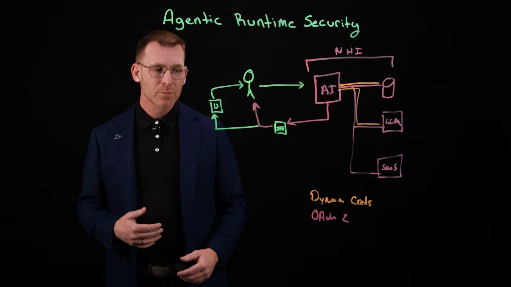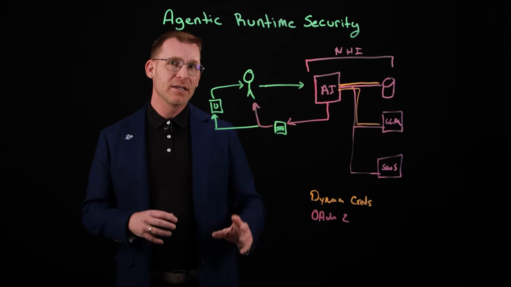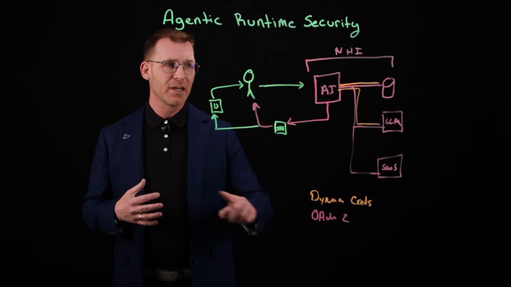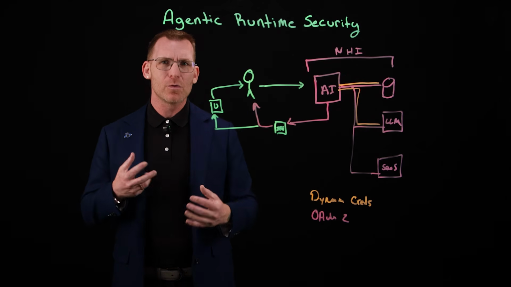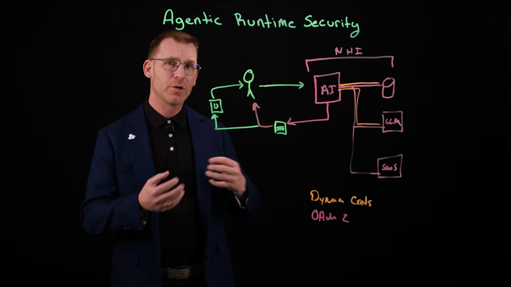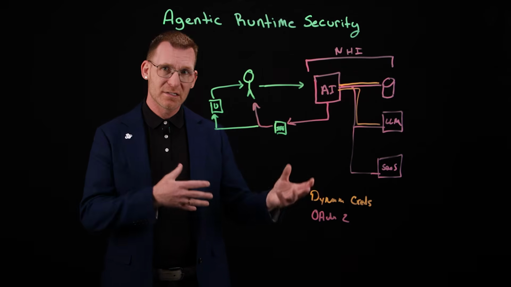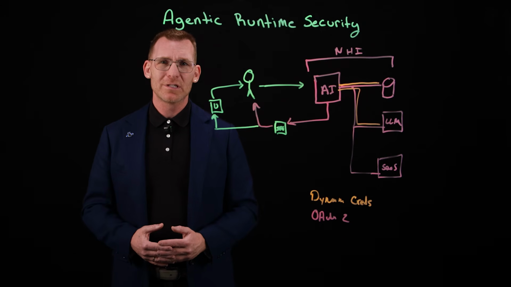So we tie together the dynamic credentials with OAuth 2 and now adding in CIBA, client-initiated back-channel authentication. We put that code into our AI agent. That's where we do the work. Inside our Python or our TypeScript, we evaluate the JWTs, we create the dynamic credentials, we access them, and then we automatically revoke them. And that's how we provide agentic runtime security today.